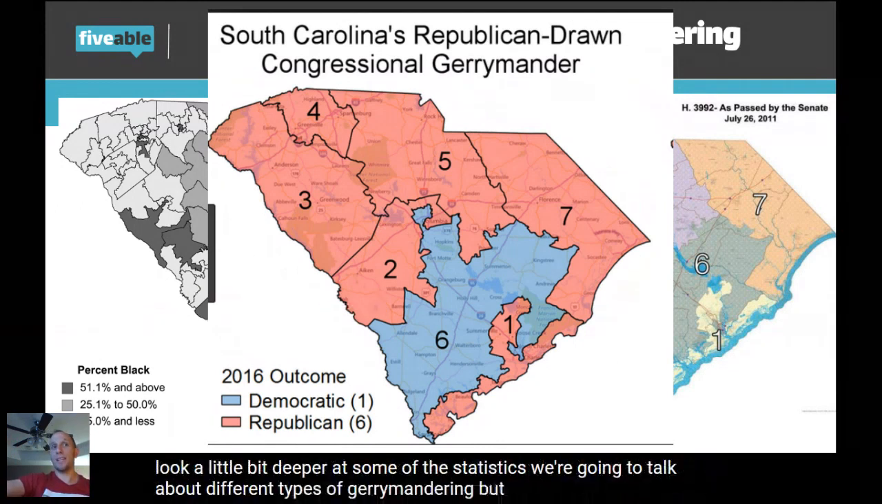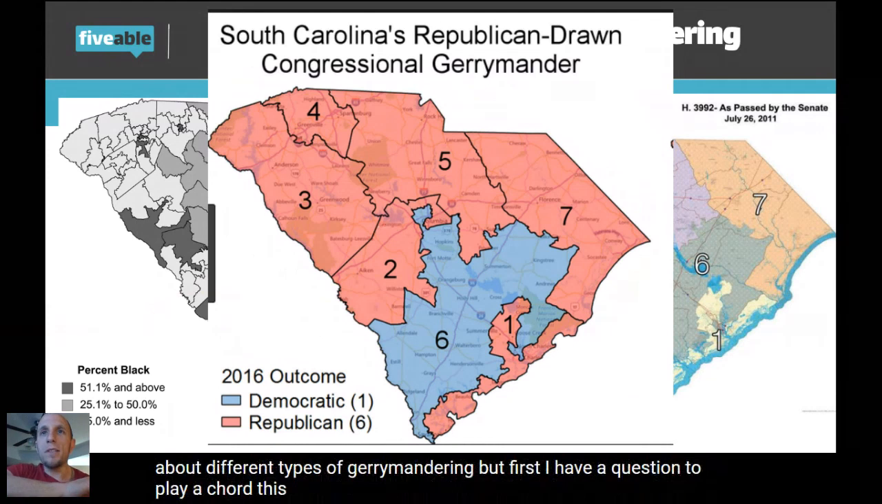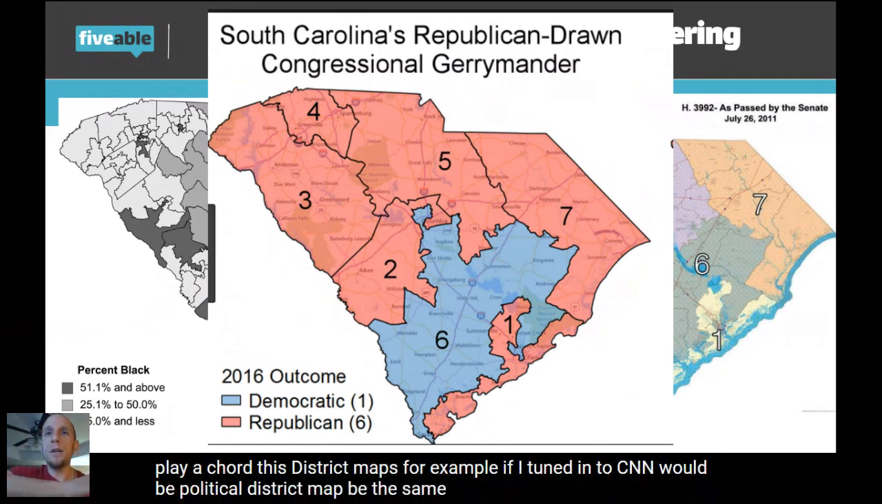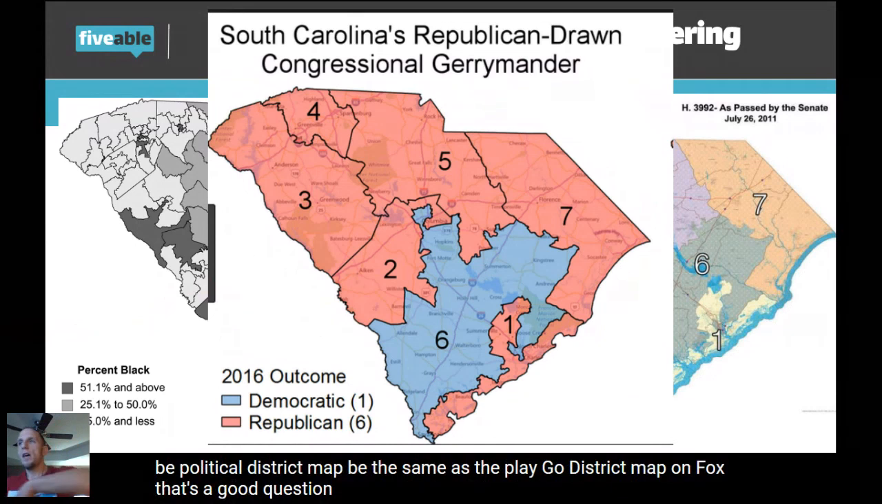We're going to talk about different types of gerrymandering. But first, I have a question. Who makes the political district maps? For example, if I tuned into CNN, would the political district map be the same as the political district map on Fox? That's a good question.